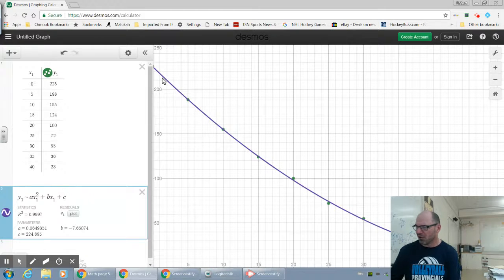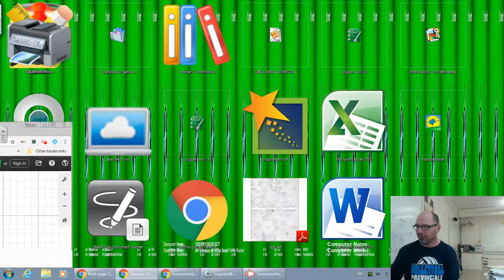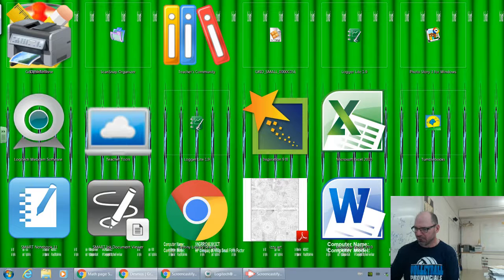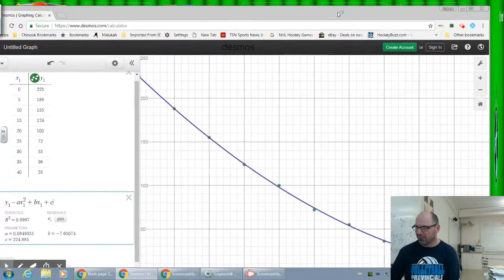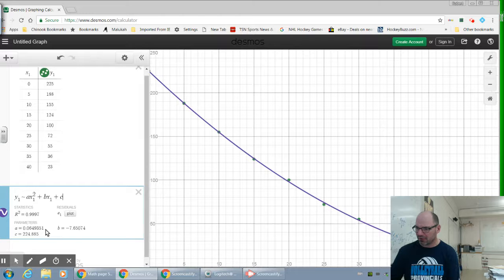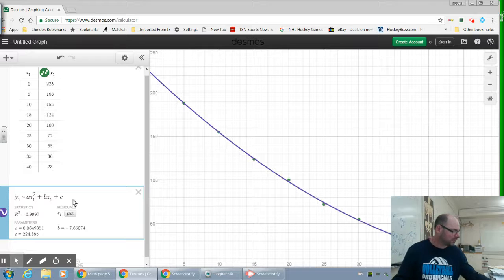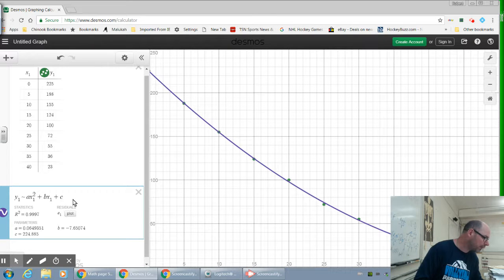So now if we're going to get the equation, I'm going to move this over and get my Blackboard open here. Let's get that started up. And what we're going to do is input these 3 numbers into A, B, and C to get our equation. And that'll be the answer to B. Determine the equation of quadratic regression function that models the data.